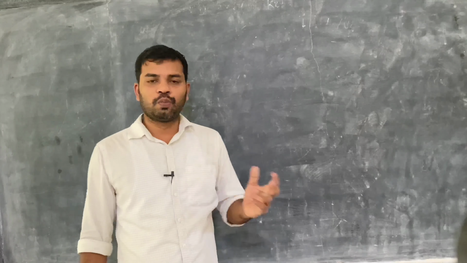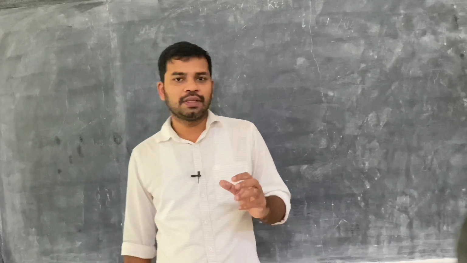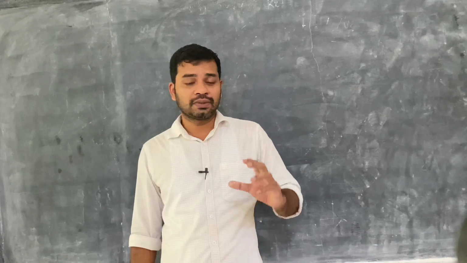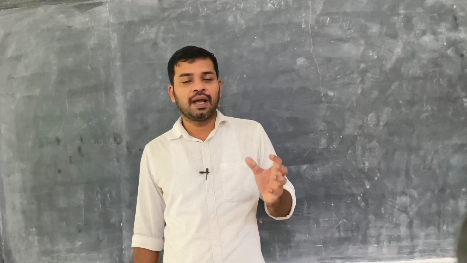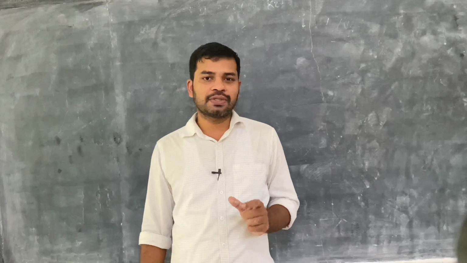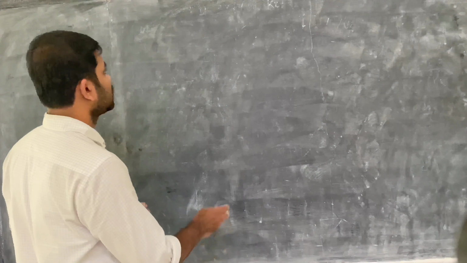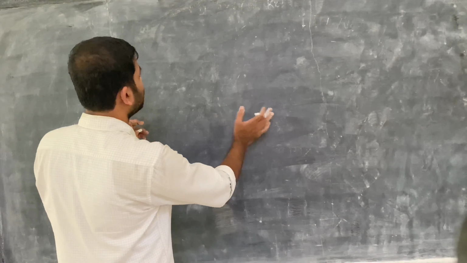So we've seen group velocity and phase velocity. Group velocity is the velocity of the wave packet, that is the group of waves, and phase velocity is the velocity of the harmonic wave. Now we want to derive an expression for phase velocity and group velocity.